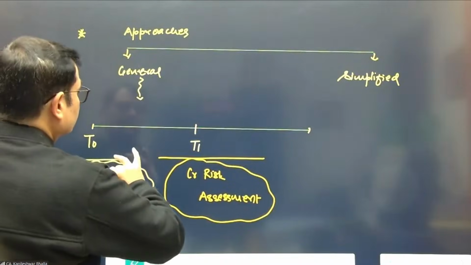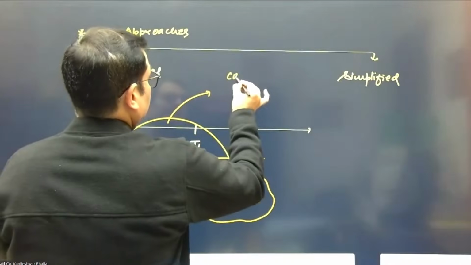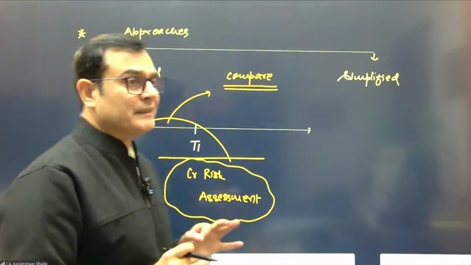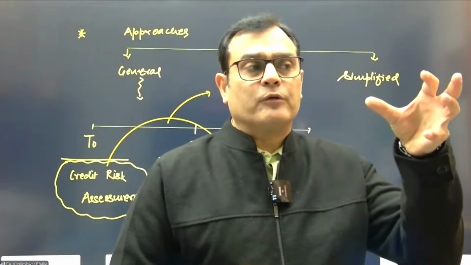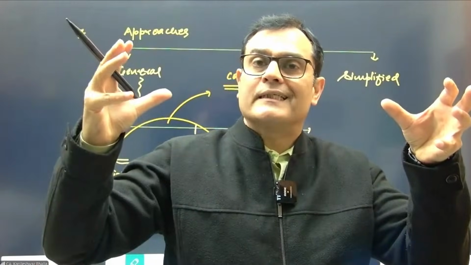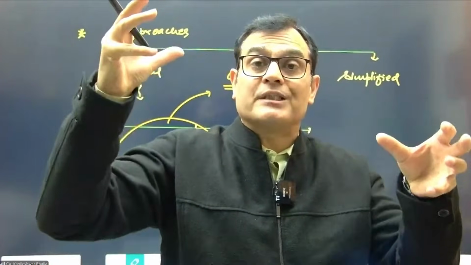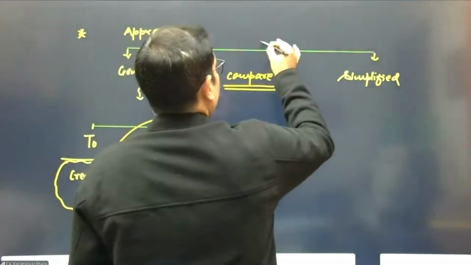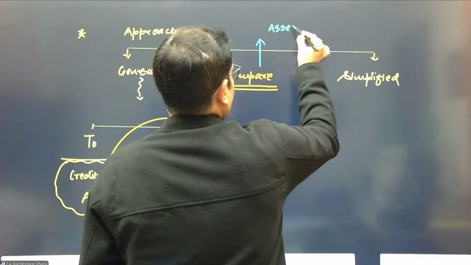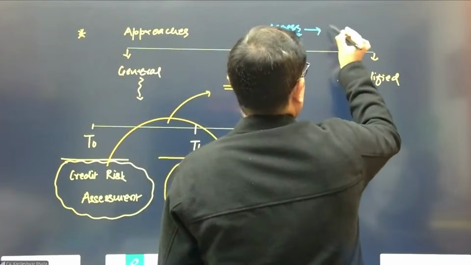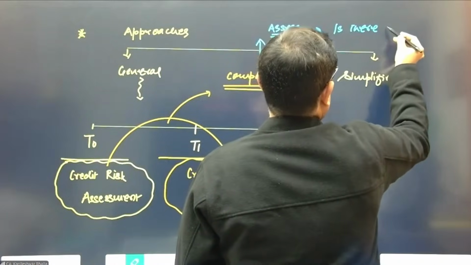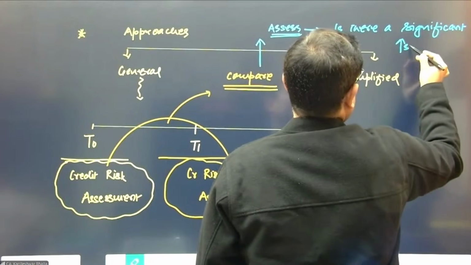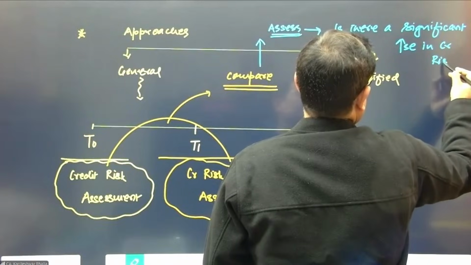Now, once you've done the credit risk assessment, you need to compare the results: what was the credit risk at inception and what is the credit risk at the end. You need to compare whether the credit risk is increasing or not. So what these standards said was something interesting. By making a comparison, you need to assess: is there a significant increase in credit risk?